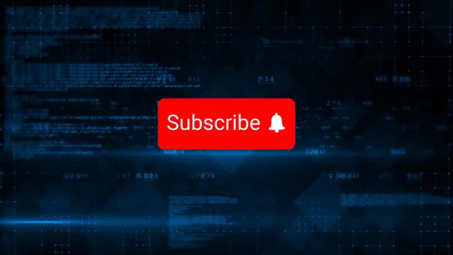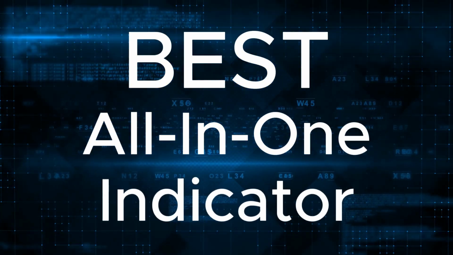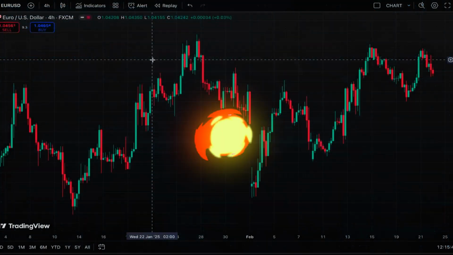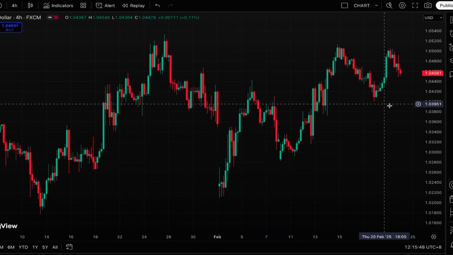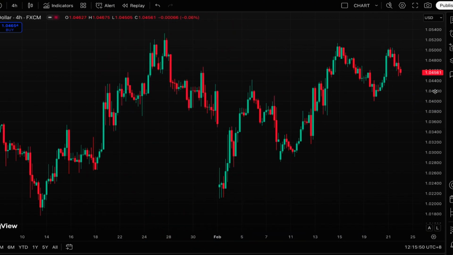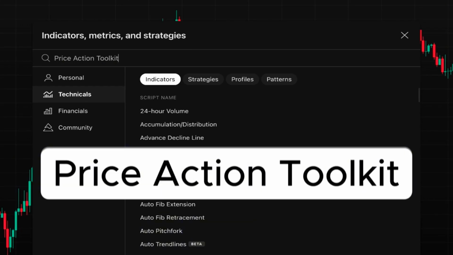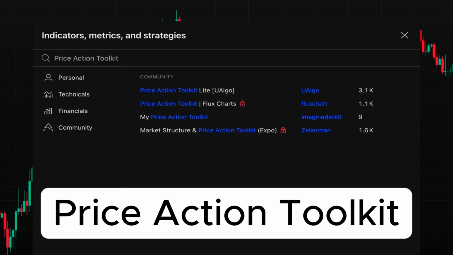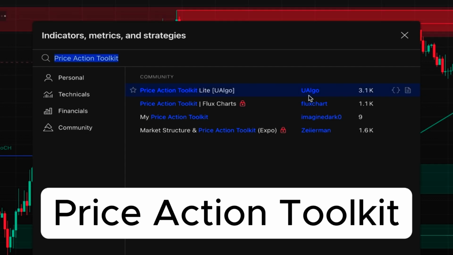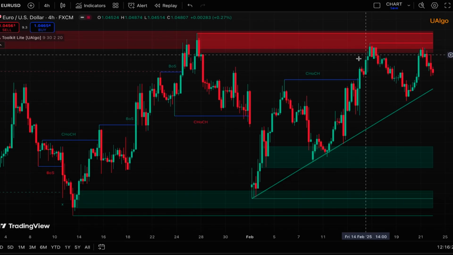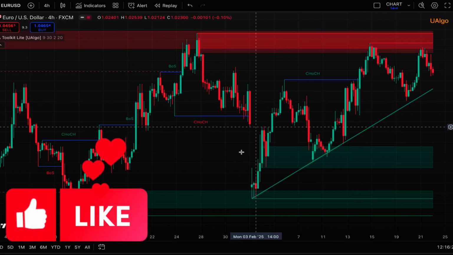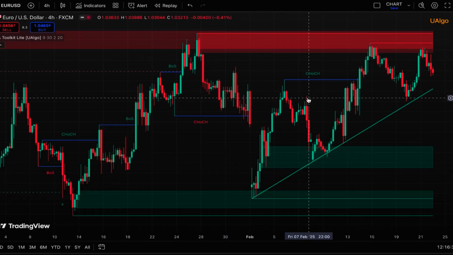In this video, I want to introduce the best all-in-one indicator for price action trading. To add this amazing indicator to our chart, first we increase or decrease the scaling a little bit so the chart will not be contracted, and then we click on indicators and search for Price Action Toolkit, the one written by UAlgo.